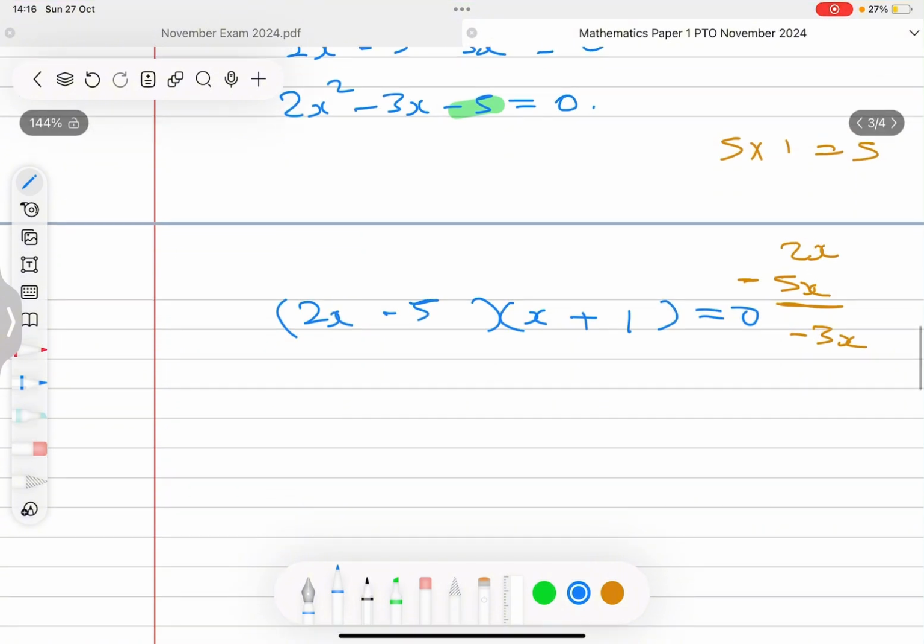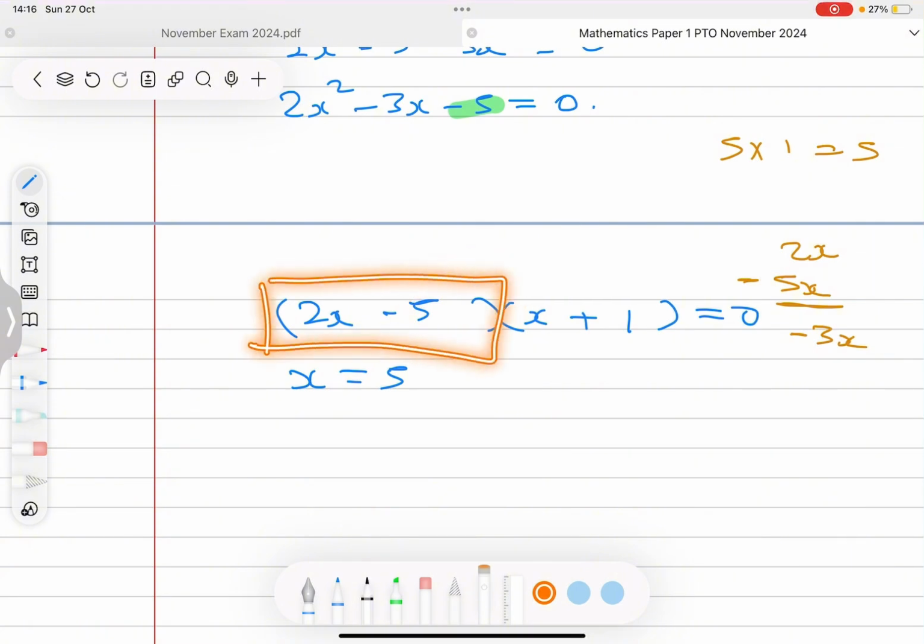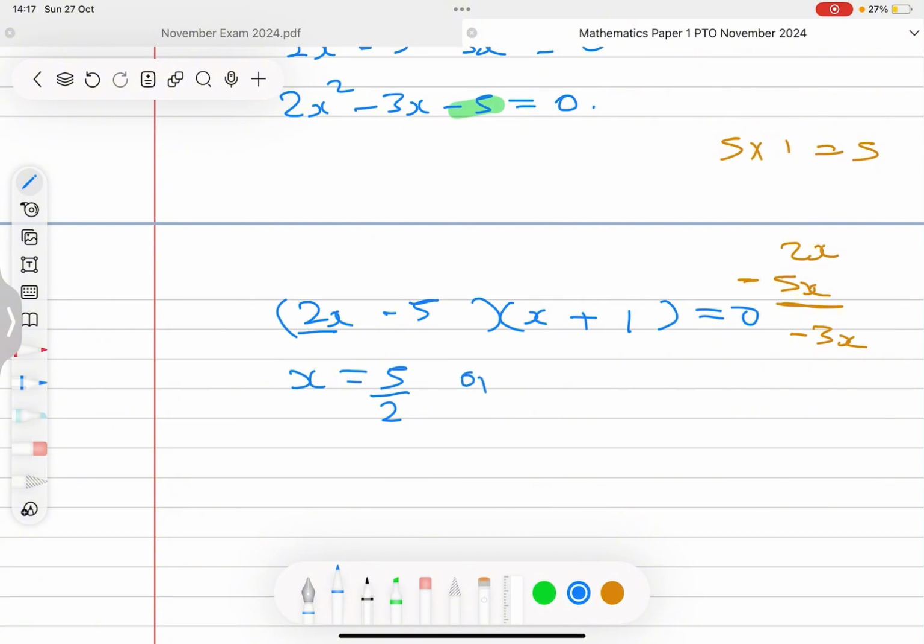Now at this stage, we are at our answer where we can say x is going to be a positive 5, because it will go to the other side and it will be positive. Remember, I'm setting this equals to 0 and this equals to 0. So it will be 5 over 2, because I'm going to divide by 2 at the end of the day. Or I'll have x is equals to negative 1.